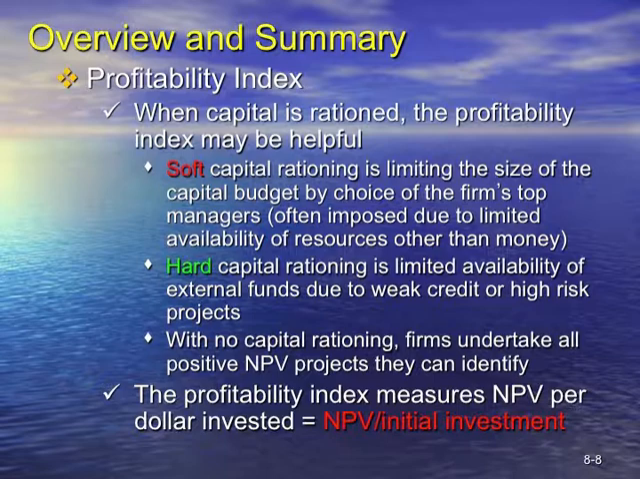With no capital rationing, firms undertake all the positive NPV projects they can identify. In the presence of either soft or hard capital rationing, we're going to find out that the firms will want to use the profitability index to rank order competing projects that are not mutually exclusive. If the projects are mutually exclusive, of course, then you don't need to rank order them. You just pick the best one. That's it.